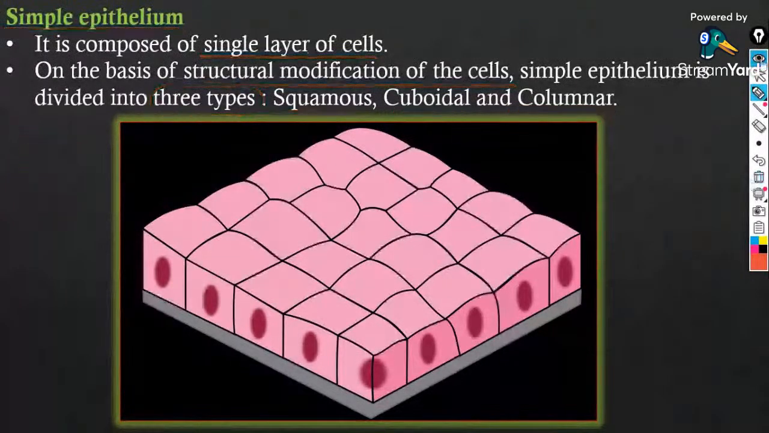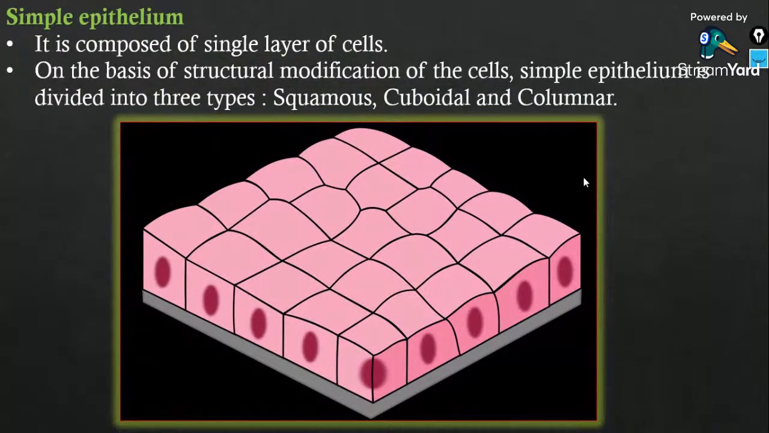What are the three types? Repeat along with me on the chat box, guys. Squamous, cuboidal, and the columnar. Right? Yes, repeat it along with me. What are the three types? Yes, very good. Squamous, cuboidal, and columnar epithelium. And what is the speciality? It is composed of a single layer of cells. Done, everybody. Yes, very good, Anushika.